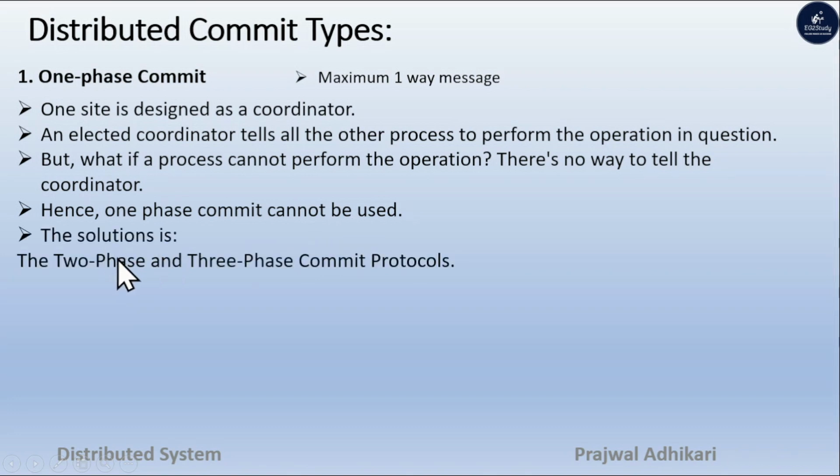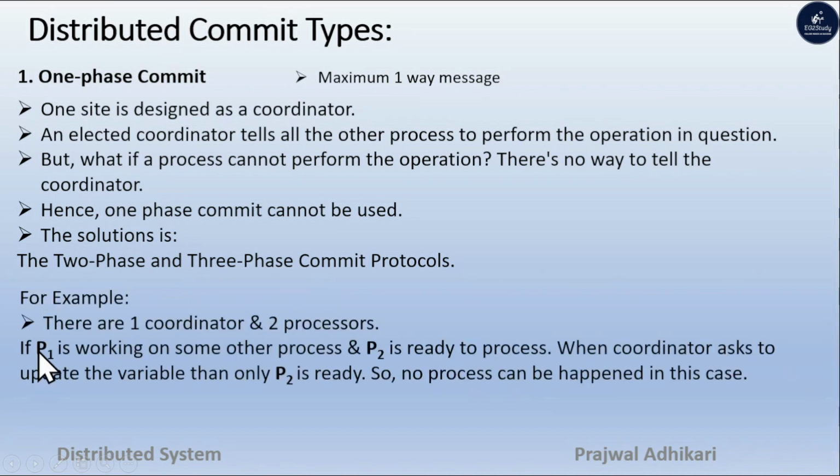The solution is that we have two other commit protocols. They are two-phase commit and three-phase commit protocols. For example, if there is one coordinator and two other processes, and if P1 is working on some other process and P2 is ready to process, when the coordinator asks to update the variable, then only P2 is ready. As the goal of distributed commit is that either all the members of the group perform the operation or none of them perform it, here P1 is not performing the operation, only P2 is ready. So no process will happen in this case.